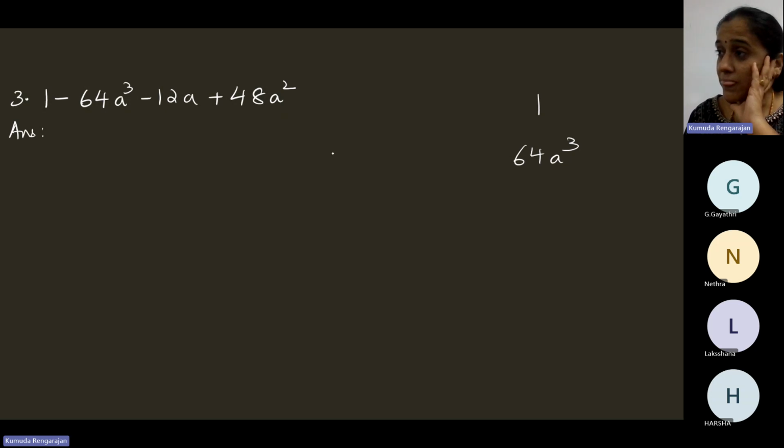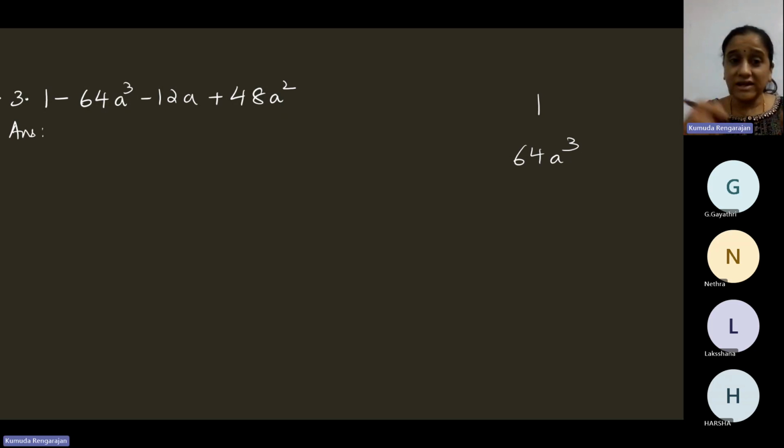X plus y the whole cube? We can use that, but we have a more specific one, no? X minus y the whole cube. Okay, so I'll write the identity wherein the part of the identity that looks like the question, I'll write that first.